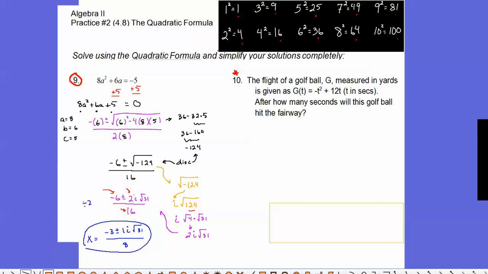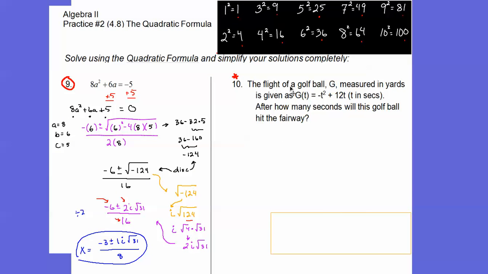A golf ball that is hit off of the green and flies through the air and lands once again on the ground. The flight of the golf ball is measured in yards and is given as g of t is equal to -t squared plus 12t, and t is in seconds. After how many seconds will this golf ball hit the fairway?